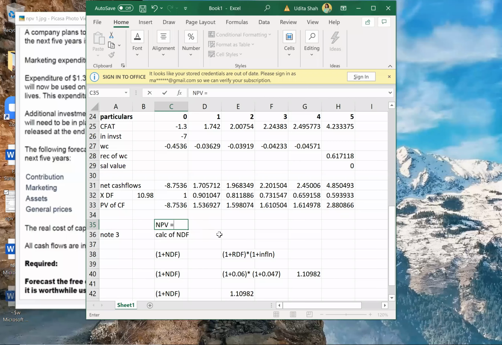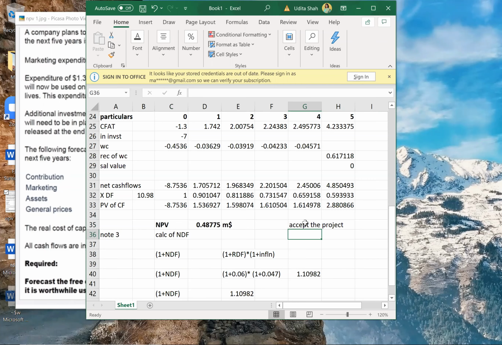So $0.4875 million is my NPV. So my final answer is NPV is $0.4875 million. Since it is positive, what should we do? We should accept the project.